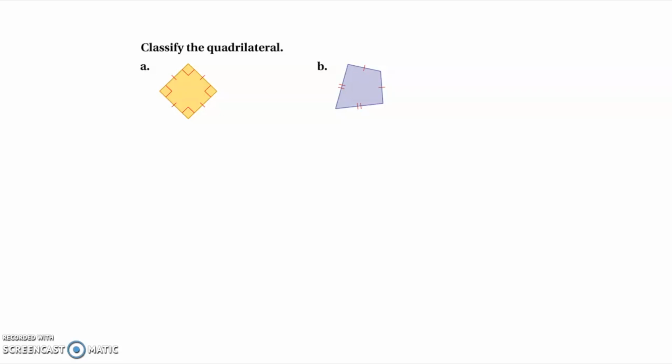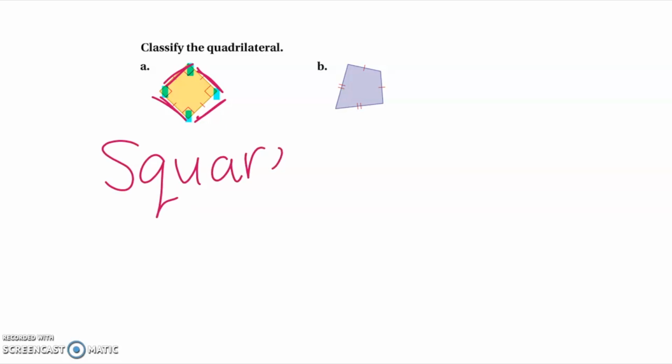So taking a look at shape A, we can see that they are pointing out 1, 2, 3, 4 corners that are right angles. So hopefully a couple different shapes are popping into your head. And then we can also see that they're pointing out that 1, 2, 3, 4 sides are the same. So based on those two characteristics, four equal sides, four right angles, the best name that we can give this shape is a square.